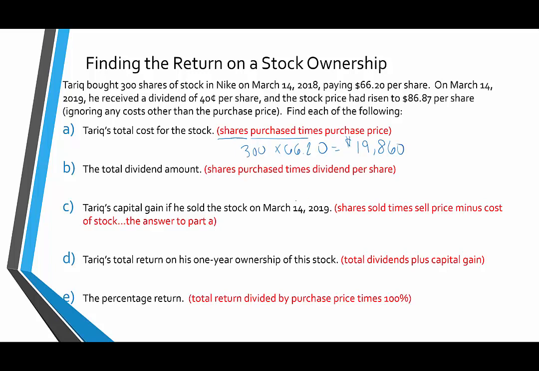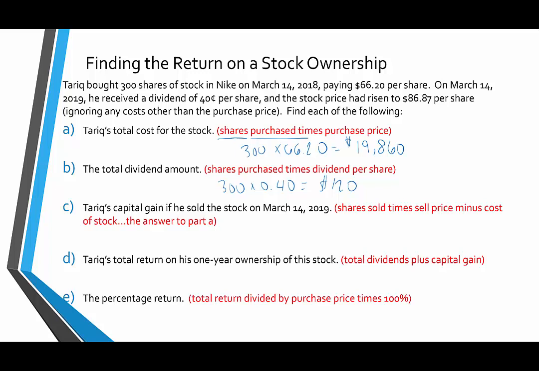Okay, what was the dividend amount? So how much did he receive? This is the number of shares times the dividend price, and it says it was 40 cents per share, so that would be 0.40, and he got $120 in dividends. Tarek's capital gain, if he sold the stock on March 14th, 2019, this is how much he made from the time he sold it to how much he spent on it.